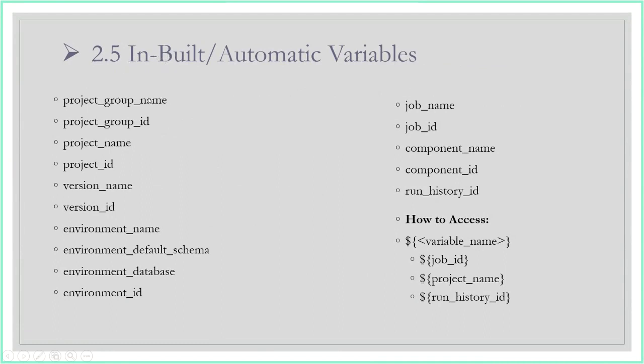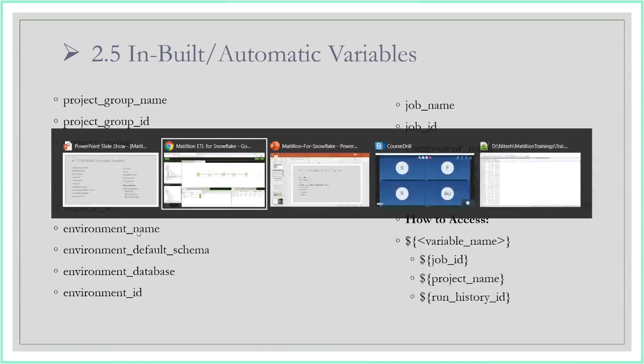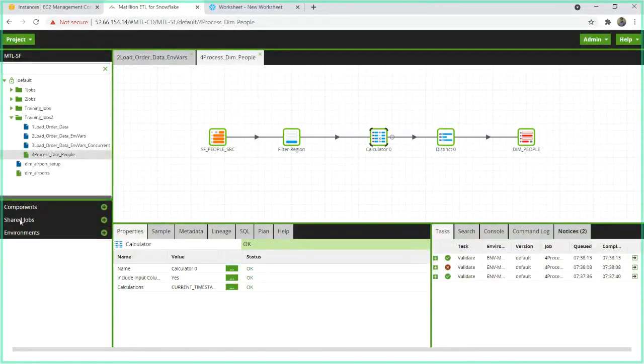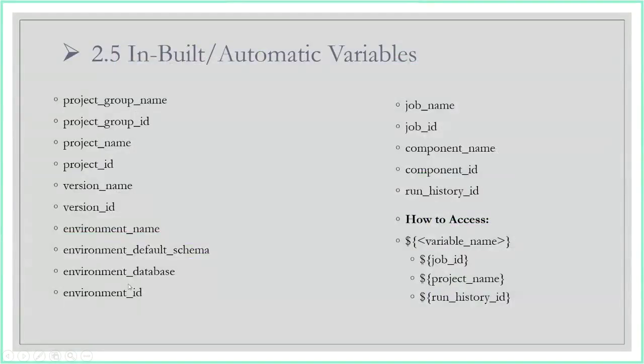Now I was talking about the built-in variables, right? As I said, there are different internal or built-in variables which Matillion provides. If you need to get the project name, you can get the project name. If you need the project ID, you can have that project ID. Okay, if you need to get the version name, we can have that as well, right? Similarly, environment name. Environment name is nothing but the name with which we have created that environment.